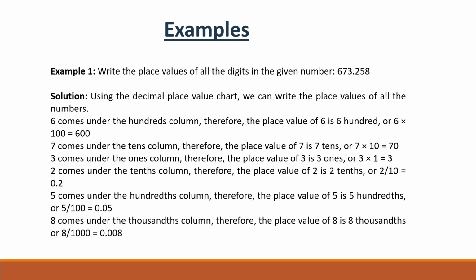2 comes under the tenths column, therefore the place value of 2 is 2 tenths, or 2 upon 10, or 0.2. 5 comes under the hundredths column, therefore the place value of 5 is 5 hundredths, or 0.05. 8 comes under the thousandths column, therefore the place value of 8 is 8 thousandths, which is 0.008.